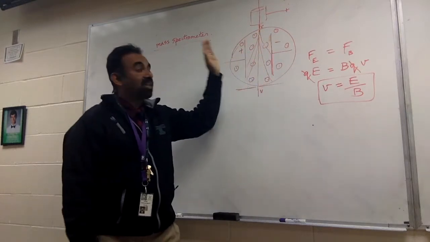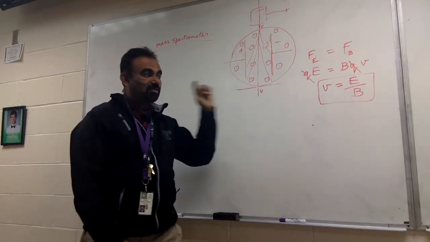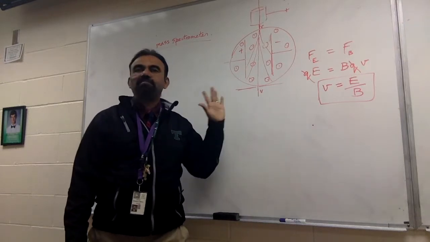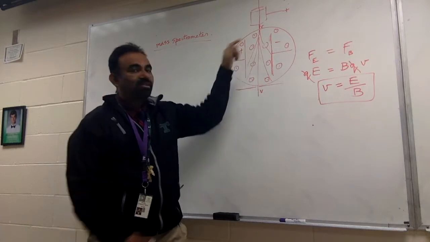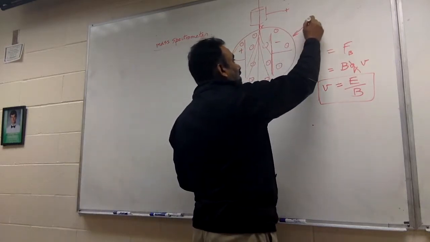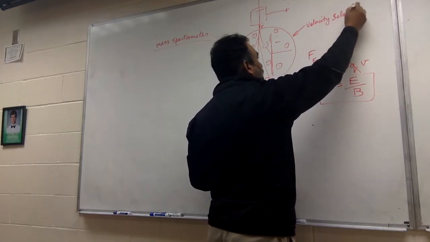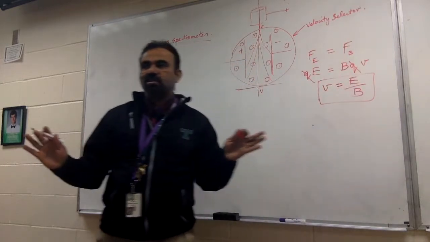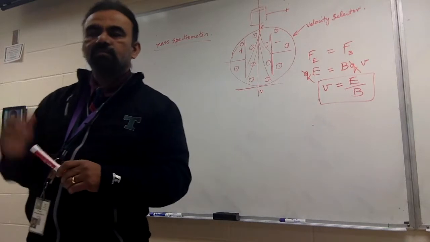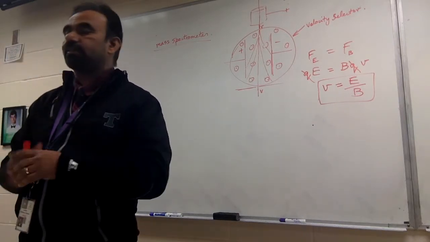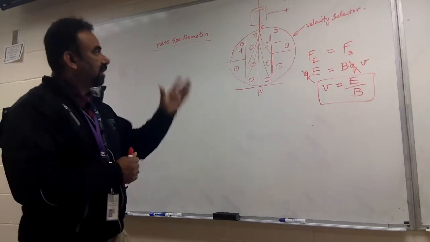So if you know how much electric field you're applying, and how much magnetic field you're applying, you know exactly the velocity of the ones which are coming through. This is called a velocity selector. This works on a simple concept. The first part of the mass spectrometer is the velocity selector.